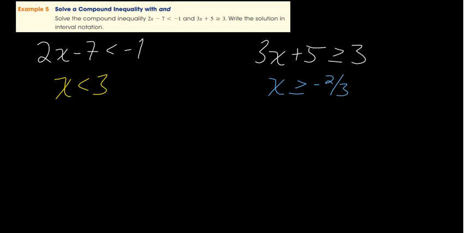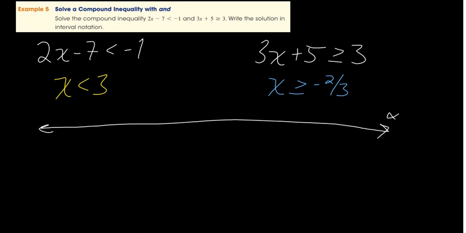Okay, so let's draw us a number line real quick. Okay, let's put a 0 here. I don't like the fraction, but we'll live with it. Okay, let's put a 3 here, and we'll put a negative 2/3 here.